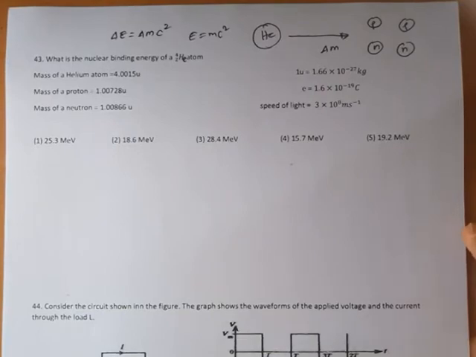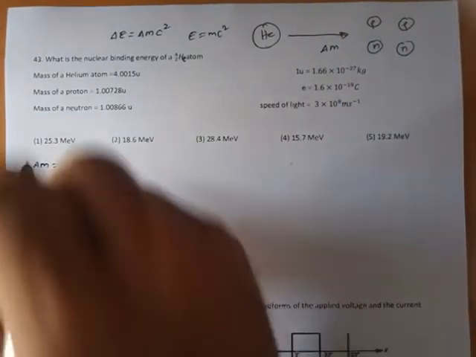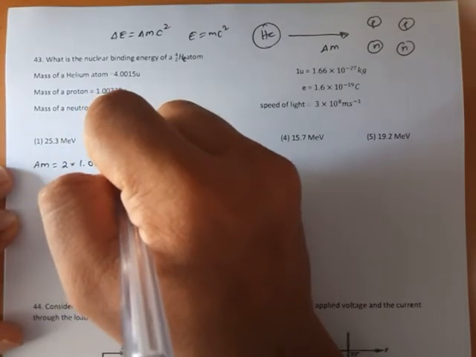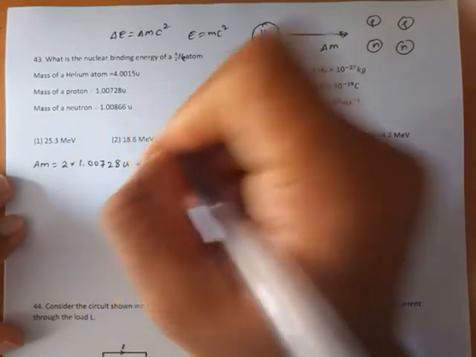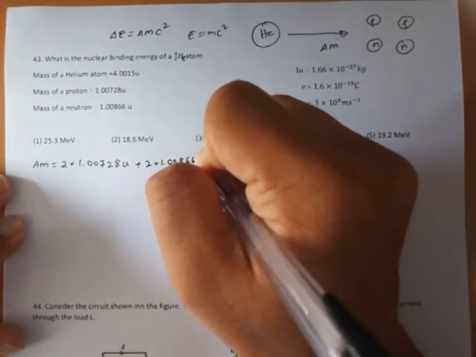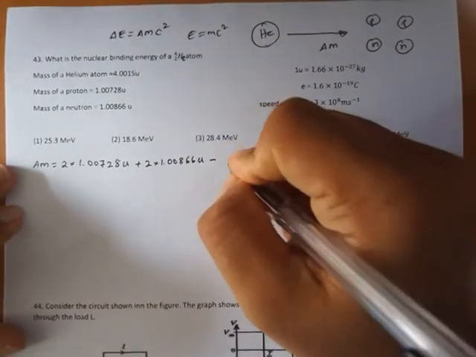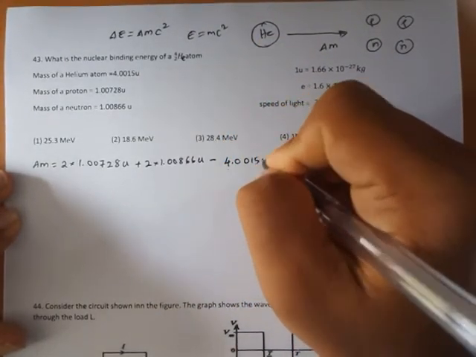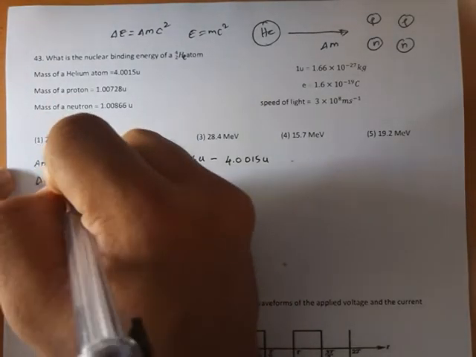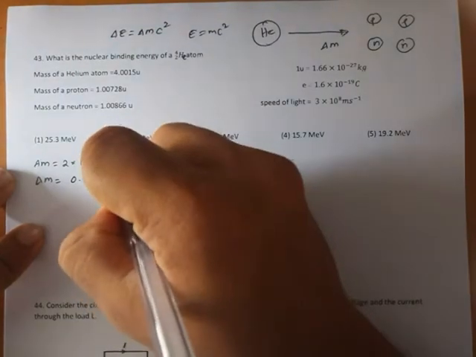Let's first find out this delta M. Delta M equals 2 protons, so 2 into the mass of a proton, 1.00728 U, plus 2 neutrons, so 2 into 1.00866 U, minus the mass of the helium, 4.0015 U. If you simplify this, we get delta M is 0.03038 U.